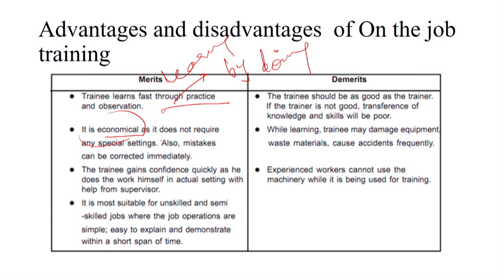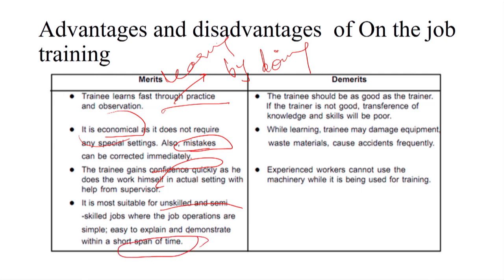But here the best part is that the feedback can be given immediately. You can understand the mistakes that you're making. And once you understand the mistakes that you have made, you don't have to repeat them. If you do not repeat those mistakes, that means you're becoming better and better. Then here the person feels very confident. Reason being, if your supervisor or the manager compliments you that you have done your work very nicely and followed the instructions that were given to you, that means there is a boost in the confidence level. Then this is more suitable for unskilled and semi-skilled jobs where the job operations are simple, easy to explain and demonstrate within a short span of time.